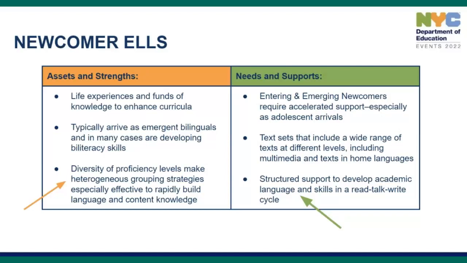On the other side, one support that newcomer Ls generally need is structures to develop their academic language and skills. And we have already explored one way to do that by using clear learning objectives at student zone of proximal development, while also introducing new academic vocabulary into those familiar structures. And you'll see more suggestions for how to do this in the resource.